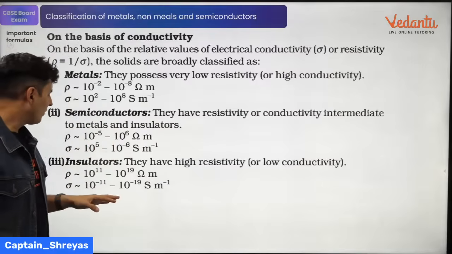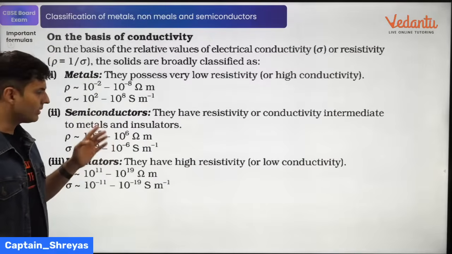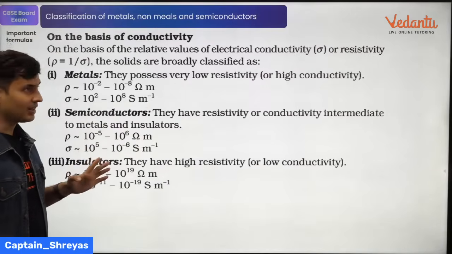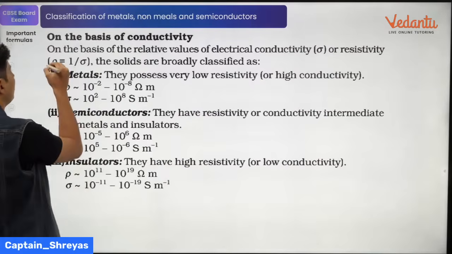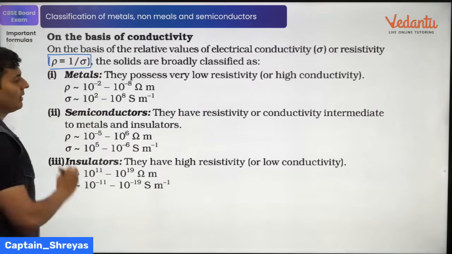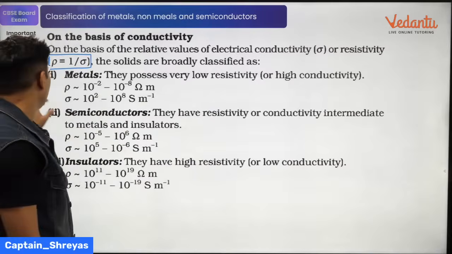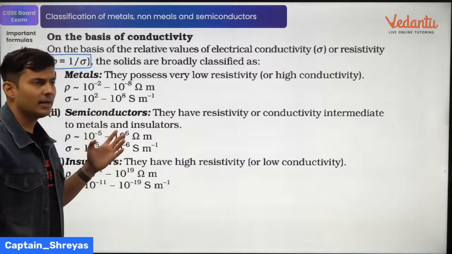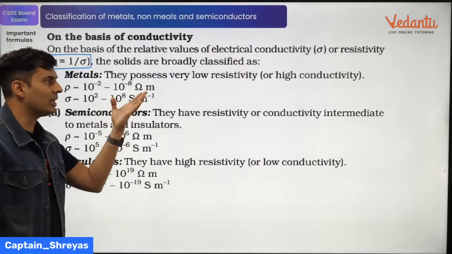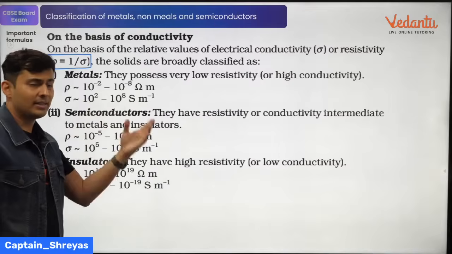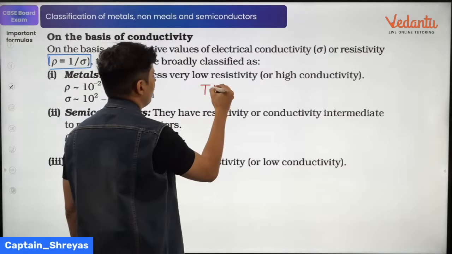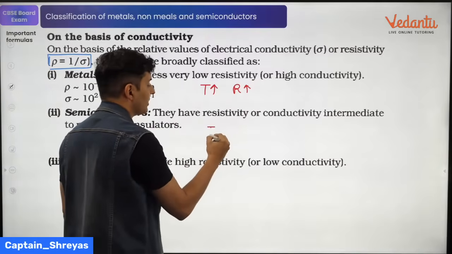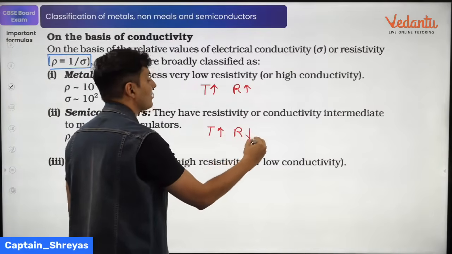Semiconductors are in between insulators and metals, or you can say conductors. So they have conductivities in this range or resistivities in this range. Remember, resistivity is 1 upon conductivity. Another important formula right over here. Another important difference between conductors and semiconductors is that in metals, when you increase temperature, the resistance increases. So for metals, if temperature increases, resistance increases. But for semiconductors, when temperature increases, resistance decreases.